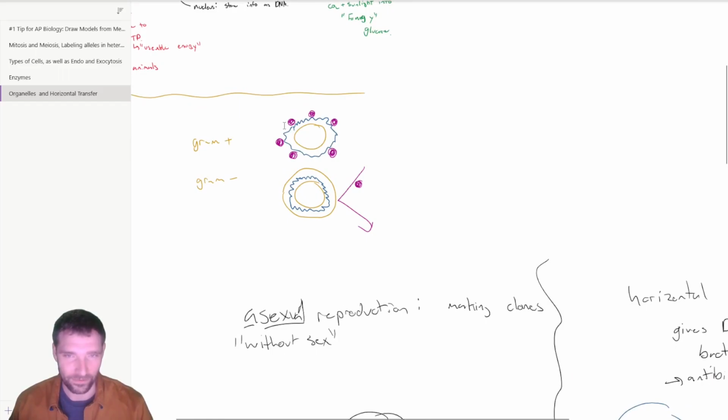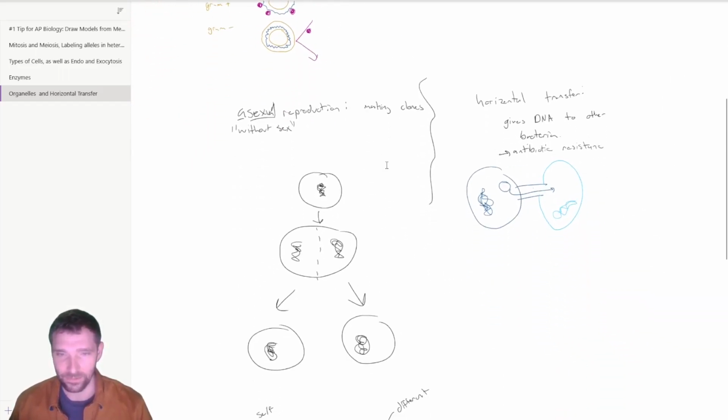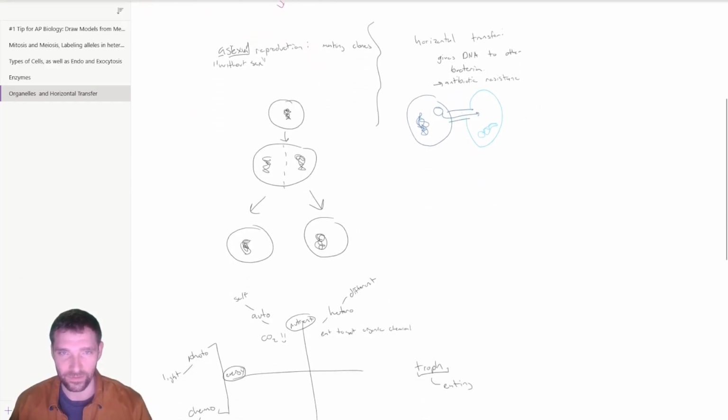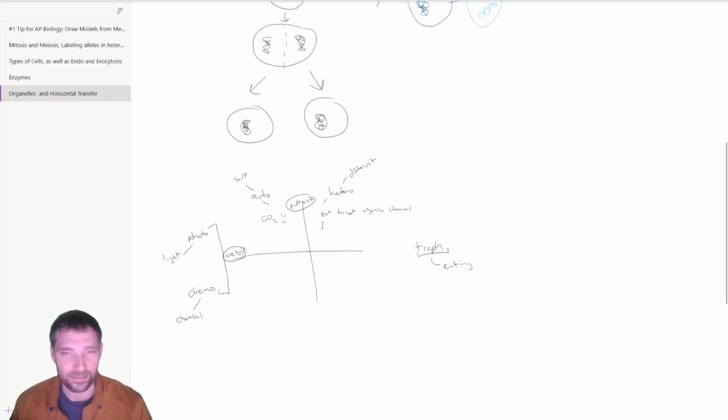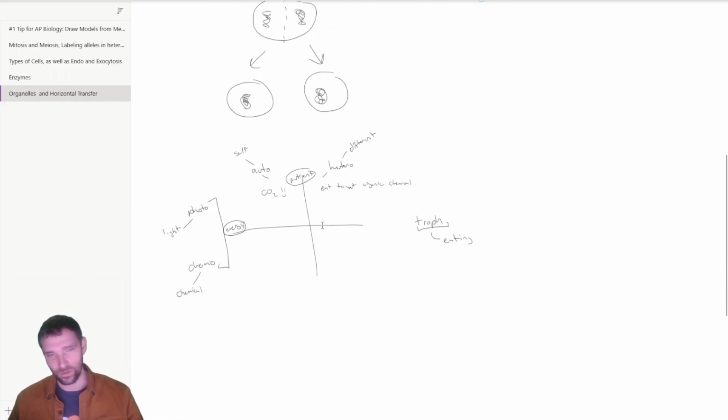Then there was the idea of gram staining and just a nice visual for that to help people understand. And then a nice visual for asexual reproduction, and then something for horizontal transfer. There are many different versions of horizontal transfer, but this is just one of them using the pili. And a different type of representing information.